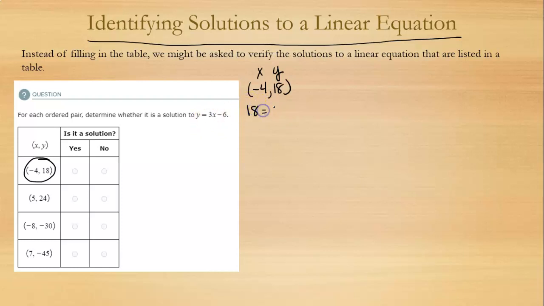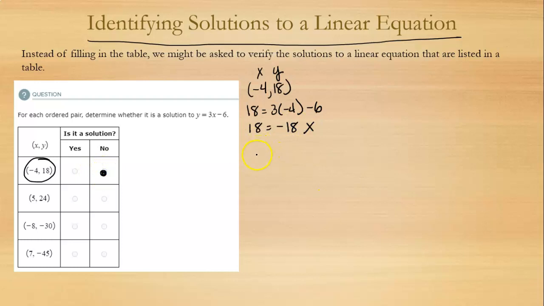18 is y, x is -4, and we're subtracting 6. We're going to use our order of operations. 3 times -4 is -12. Negative 12 minus 6 is negative 18. And you want to be real careful. Positive 18 and negative 18 are not the same thing. If I owe you $18, that's different than if I have $18. So we would say no for that. So then we keep trying.